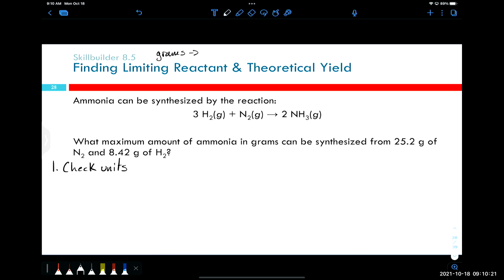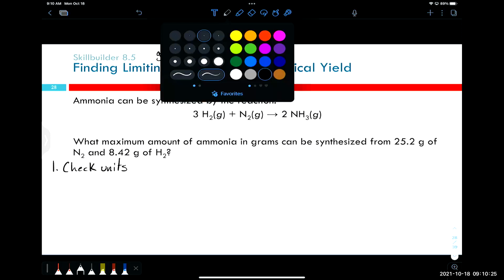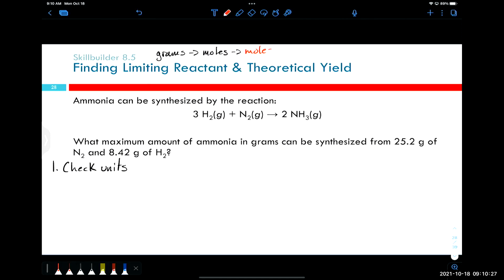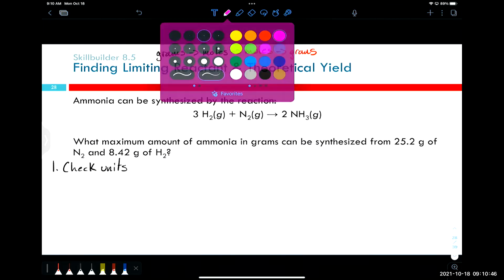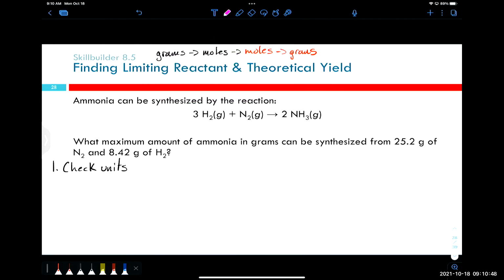grams, moles, to grams. I always write this as the core because these are, at the very least, you're going to use moles to moles. If you're not using just moles to moles, you're going to have to go grams to moles, but you might sometimes have to go a step further from some other unit to grams.